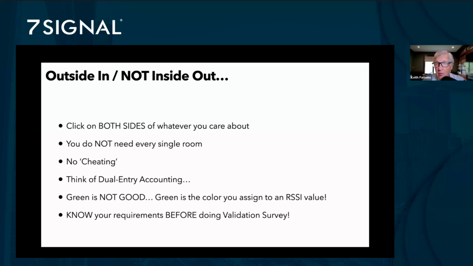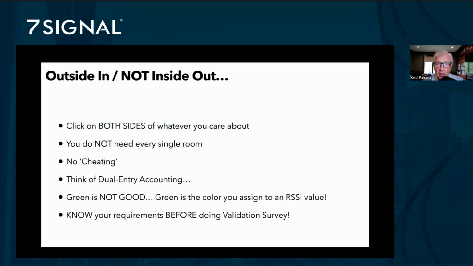You also don't need to do every room. You may, but there's many times you don't have to if you have enough data. Don't cheat. I had some surveys that I was evaluating where someone went to the front lobby, did not move, and I know they didn't move because the data didn't change. And then they clicked in all the rooms all around, and they also looked like they walked through walls, and came back and said, look, it's all green. Think of your surveys as dual entry accounting. The reason we have dual entry accounting is to keep people from cheating. Don't cheat. Collect really good data.